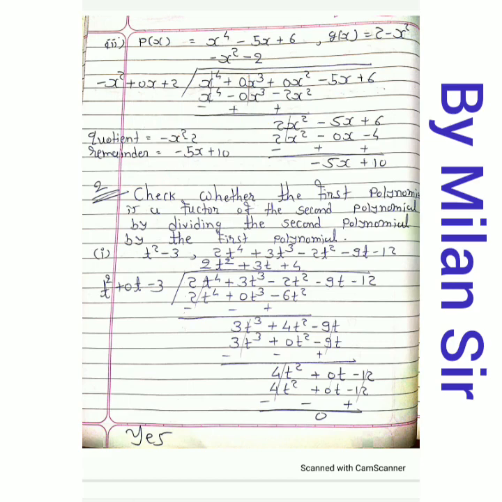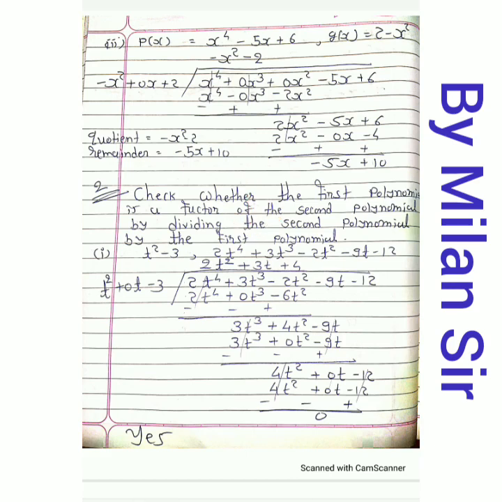We divide the second polynomial by the first polynomial, and if we get remainder 0, then we can say that yes, the first polynomial is a factor of the second polynomial. And if we do not get remainder 0 and get something else, then we can say that no, the first polynomial is not a factor of the second polynomial. Okay, so we are starting this way.